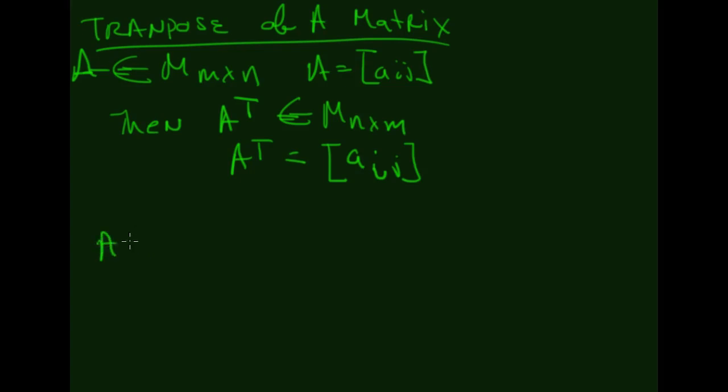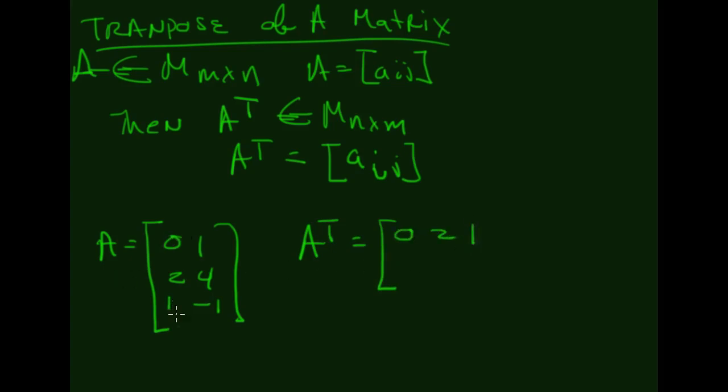So for example, if A is 0, 1, 2, 4, 1, negative 1, then A transpose will be 0, 2, 1. So this column becomes the first row, and the second column becomes the second row, 1, 4, negative 1. So it's basically turning the matrix over. Okay, so it's turning rows into columns.